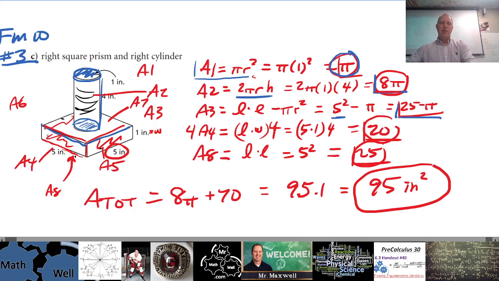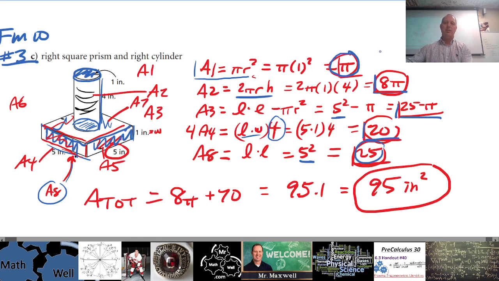Now each of these sides of this prism are the same. So we're going to do 4 times the length times width of this. That's 5 times the height of 1. And so that's 20, for the sides of the prism. And then the bottom is unobstructed by anything. It's just floating there in space. So 5 squared is the area of the bottom. That's area 8 on the bottom.